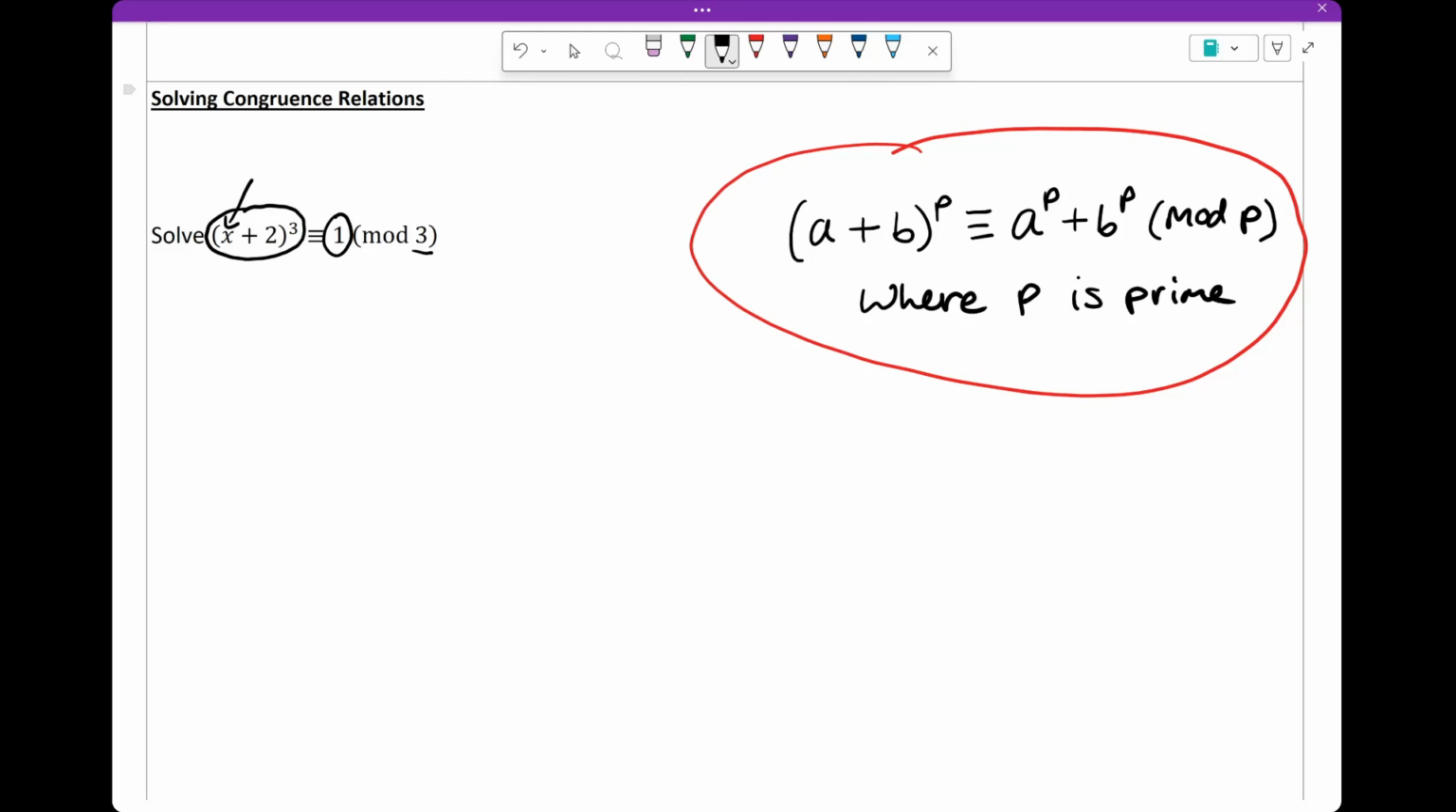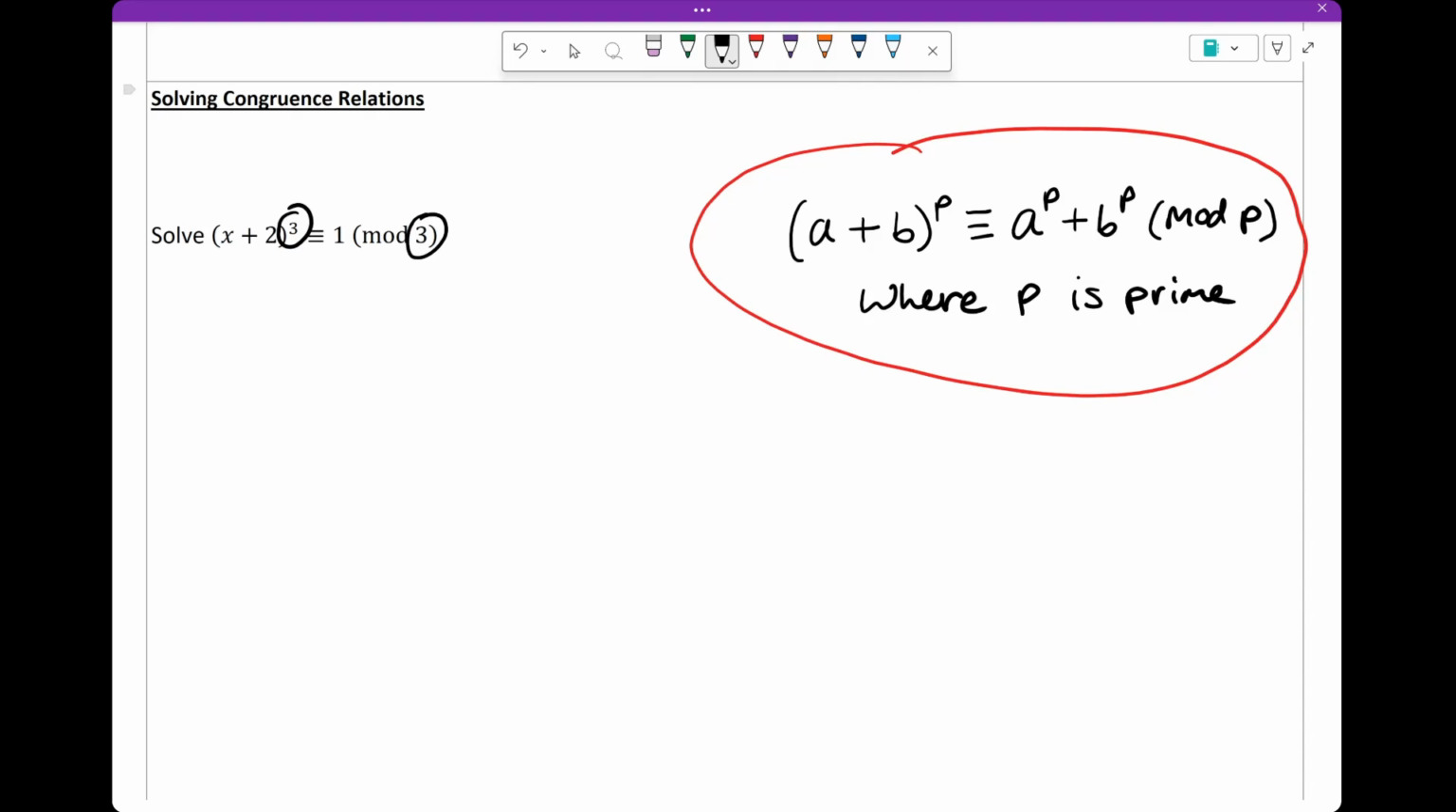Now I've got a bracket raised to a power, so straight away I'm thinking I might need to make use of the binomial theorem. So let's check whether we can use the result circled in red on the right, and to do that check we have to consider the power of our bracket. Is it prime? Yes it is, 3 is prime. And is it the same as our mod? Yes it is. So therefore we can make use of the result circled in red.